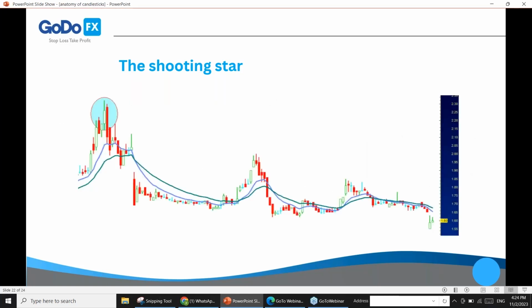Here is also an example of the shooting star. After it, we're gonna have a bearish trend.